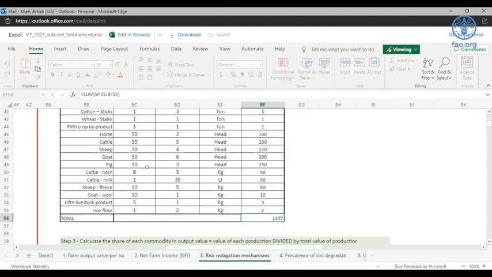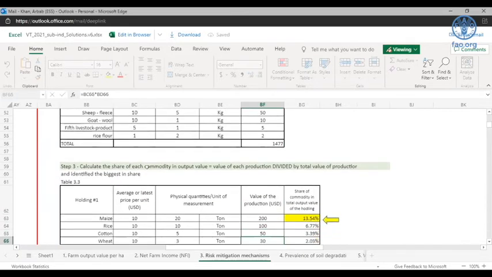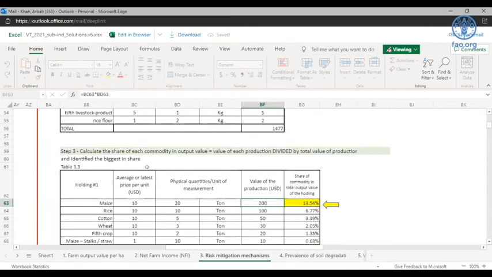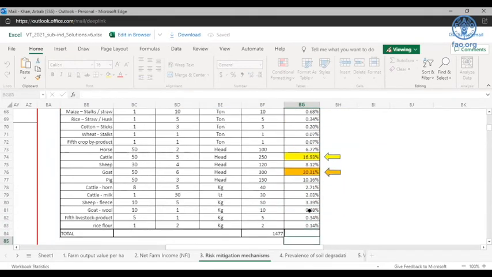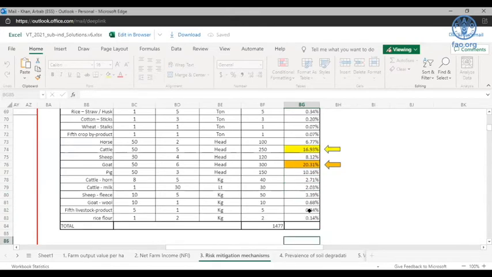So the total value of output is 1,477. We then divide the respective individual commodity output value by the total output value, which is 1,477. So as you can see here, this is done for each commodity. And then we need to check whether this percentage is above 66% for any of the commodities. If it is above 66%, the farm will be classified as non-diversified. If it is less than 66%, then the farm will be declared as diversified in terms of its production.